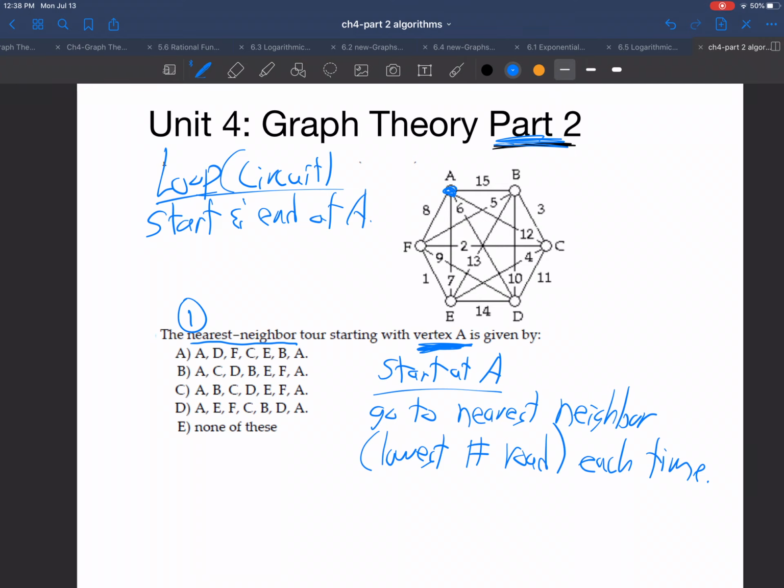So how do we do that? A could go, what are the options? To F, that costs 8. To E would be 7. To D would be 6. To C would be 12. To B would be 15. What's the lowest number? D, right? The 6.